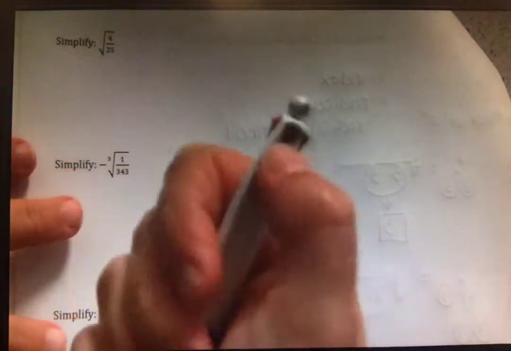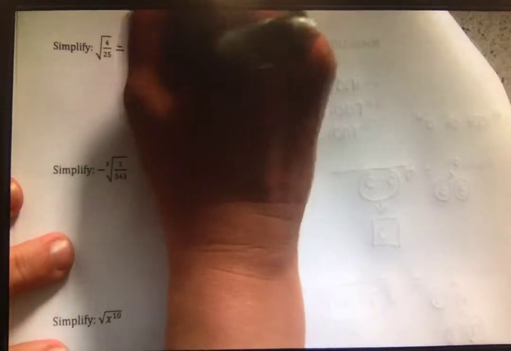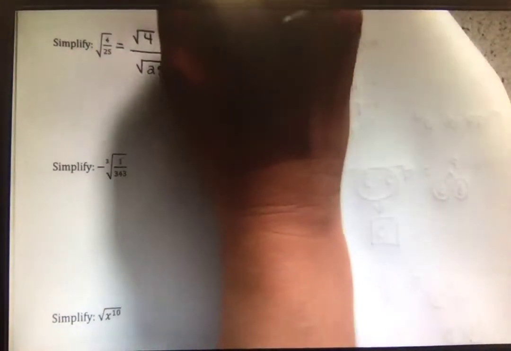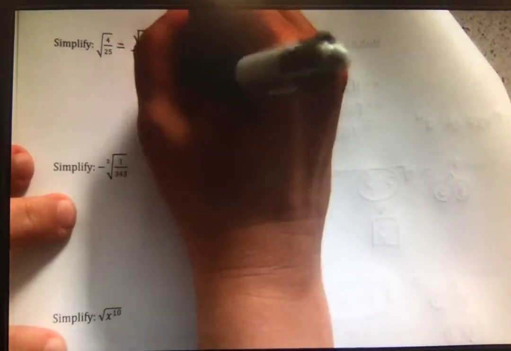So if we have the square root of 4 over 25, just like we did earlier, we can break this down. Because of the square root of 4 over 25, I can use what's called the quotient rule, and I can split it up and say, okay, the square root of 4 over the square root of 25. If we break down 4, I know 4 is 2 times 2, over the square root of 25, which is 5 times 5.